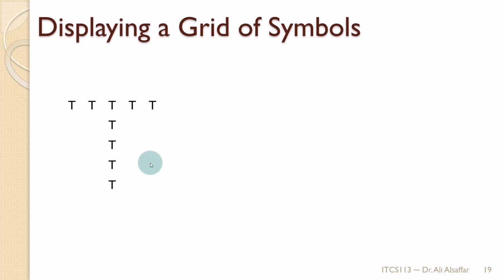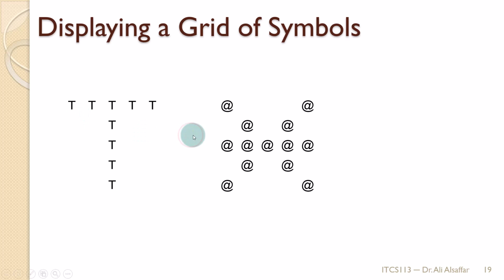An example, here we are displaying the large letter T using the character T. Another example is a shape that consists of the @ character. And the last one in this example is a shape that consists of the character asterisk, or a star.